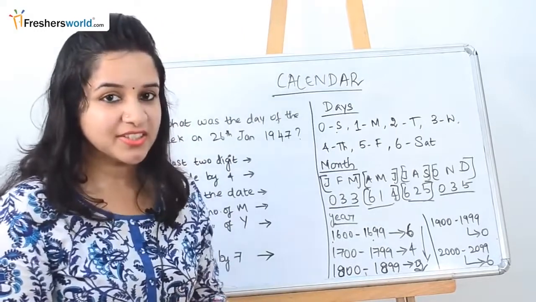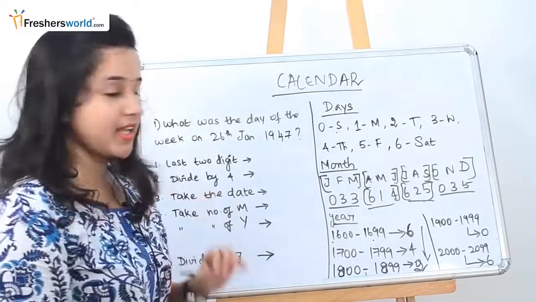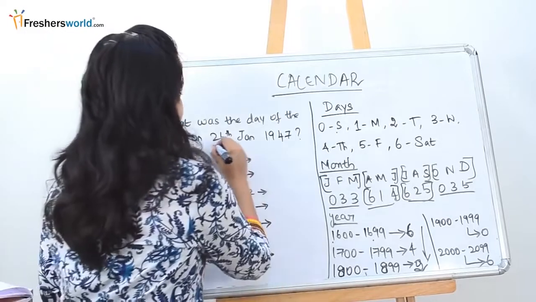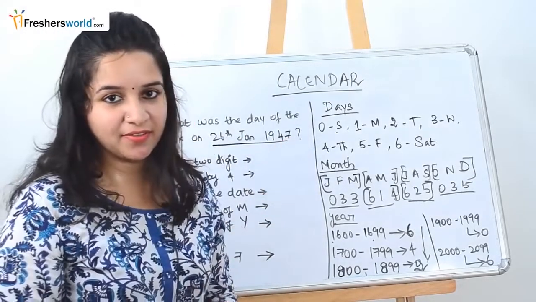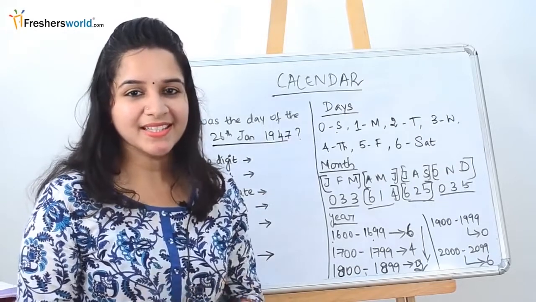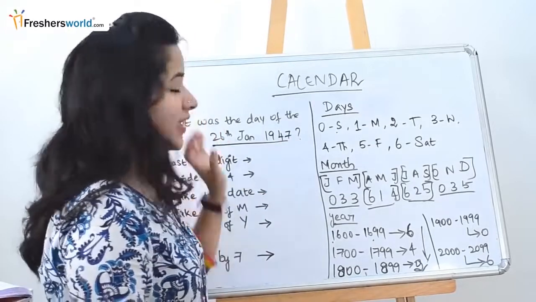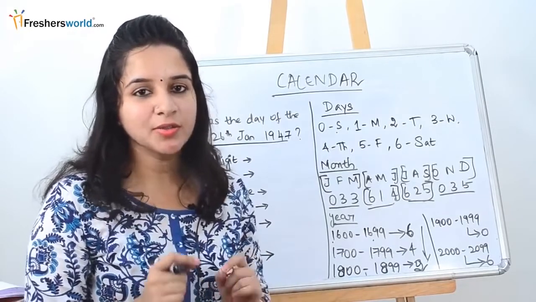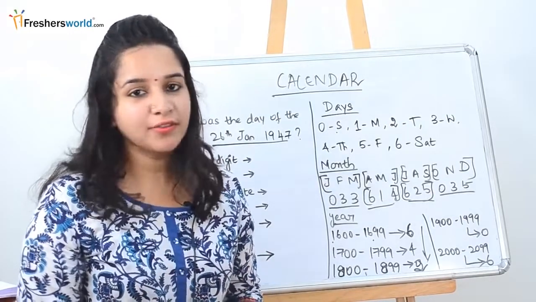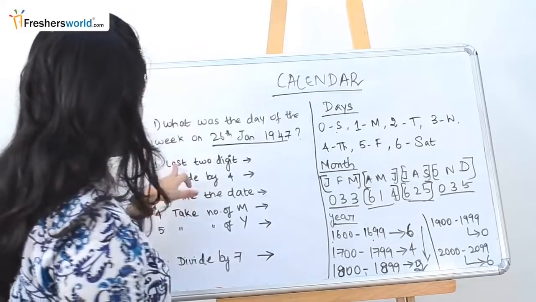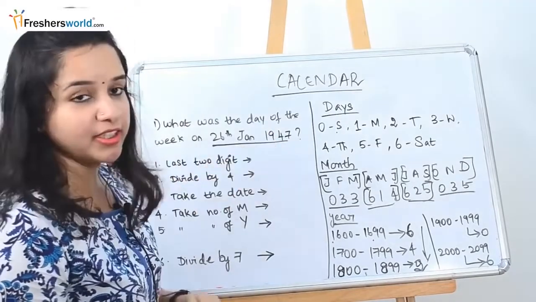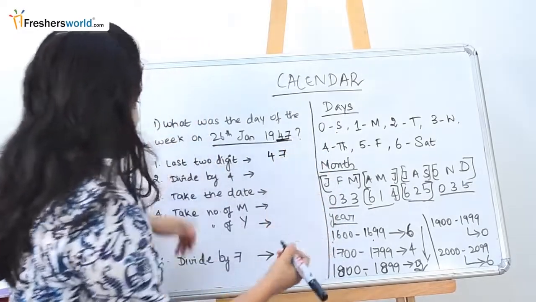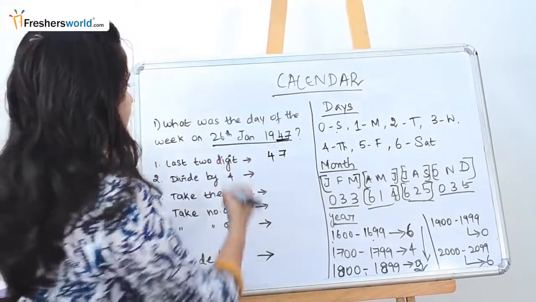The first question that they've given is, what was the day of the week on 26th Jan 1947? There are basically 6 steps one needs to follow to answer this question. Those are very simple steps. Once you understand the concept of these 6 steps, you can solve it within 15 seconds. First, take the last 2 digits of the year. What are the last 2 digits of the year? 47. Next, divide it by 4. You have to divide 47 by 4.